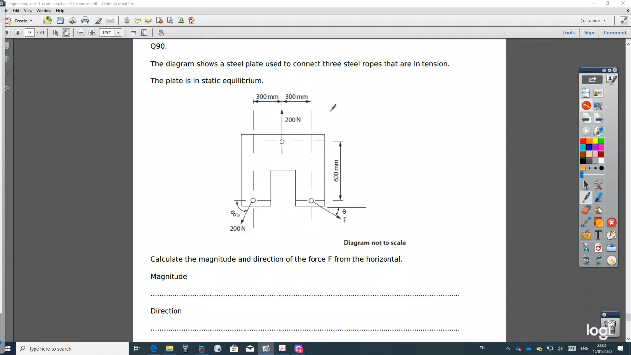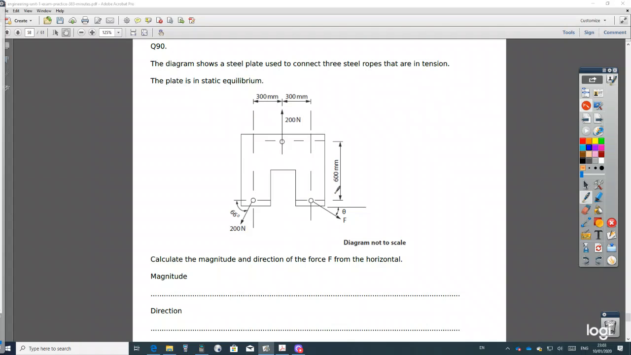So this is a typical question to get you to solve forces using trigonometry, and also to be able to resolve forces vertically and horizontally. So you have to do both.